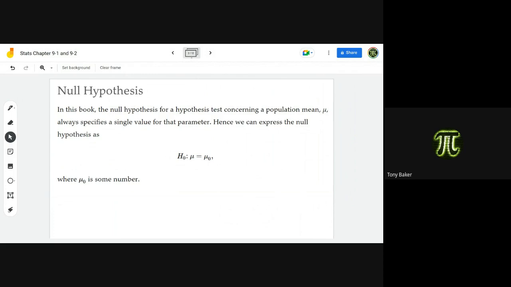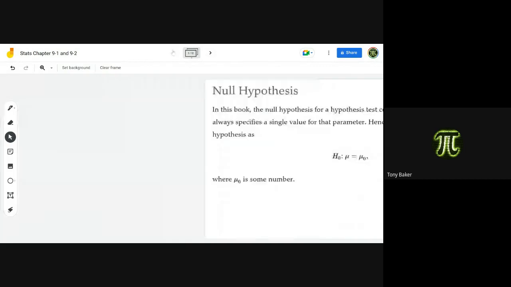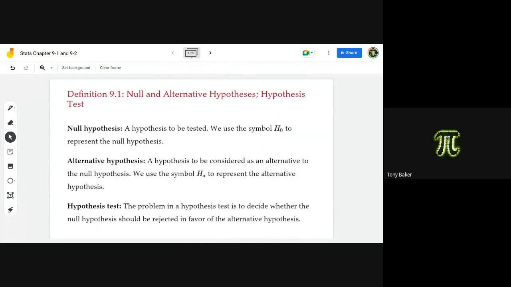And it's always going to be a single number. So we're never going to have more than one mean in these situations. Yes, there is a way to do it with 2 means and stuff like that. That's chapter 10 past. We're not getting into that in this class. So the next thing we're looking at is what's known as the alternative hypothesis.